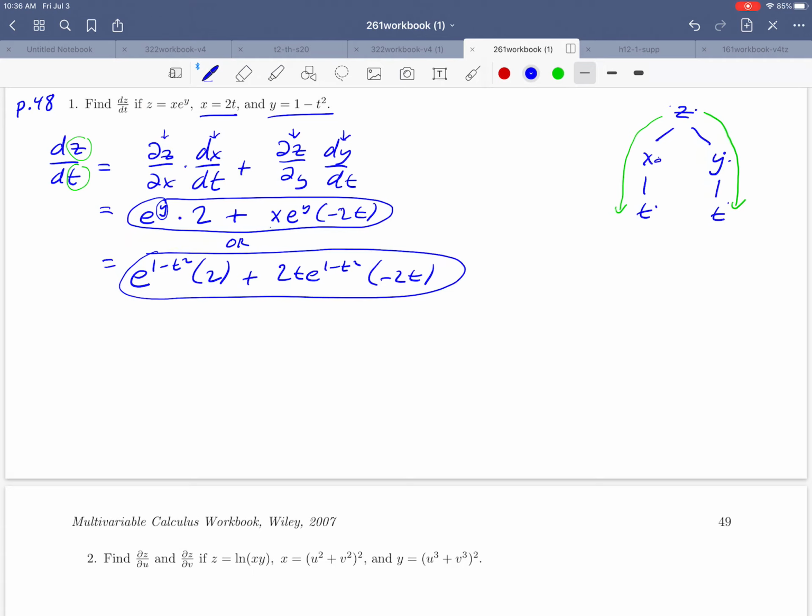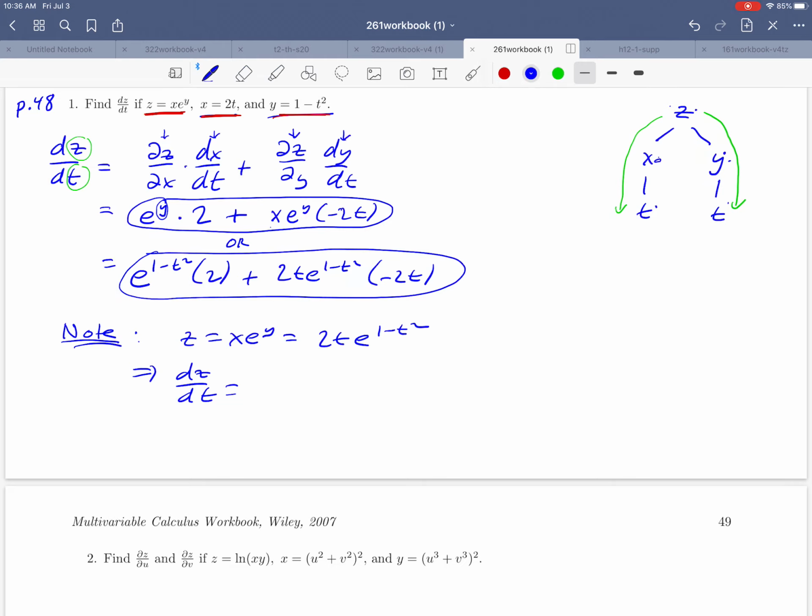One comment that I'd like to make: could we have done this problem without the chain rule? That's an interesting question. It turns out that the answer is yes. If you go back to the very first step, z equals x e to the y, we can use the values of x and y that were given to write z as a function of t at the very first step. In other words, z is equal to x e to the y, and if we fill in immediately what x and y are, we get 2t e to the 1 minus t squared. We can take the derivative of that just using ordinary calculus 1 rules.